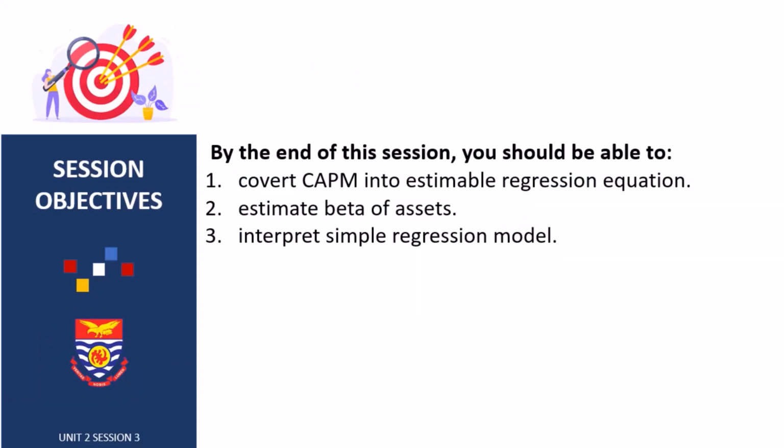By the end of this session, you should be able to convert CAPM into an estimable regression equation. That is CAPM, which is the capital asset pricing model. And you should also be able to estimate the beta coefficient. With the CAPM, the beta coefficient represents the risk factor. And also you should be able to interpret a simple regression model.